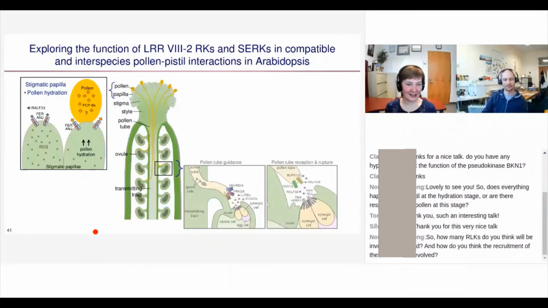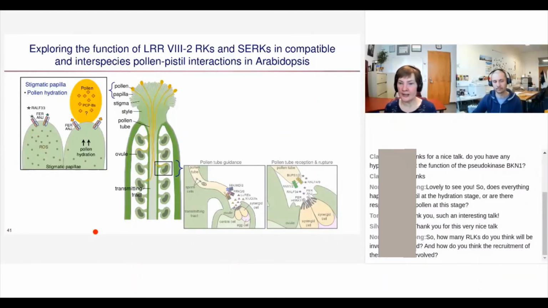Okay, so how many RLKs do you think will be involved in the end, and how do you think the recruitment of these LRs have evolved? I have no idea. We're definitely getting a long list of receptor kinases, but I think the thing about plants is that they've clearly evolved receptor kinases as a mechanism for cell-cell communication, compared to, for example, animal systems, where the number of receptor kinases found in plant genomes is far larger than what you find in animal genomes. And so it really is one of the primary mechanisms of regulating cell-cell interactions.